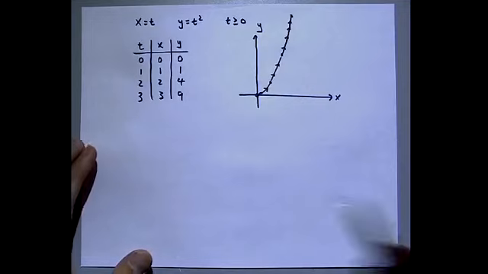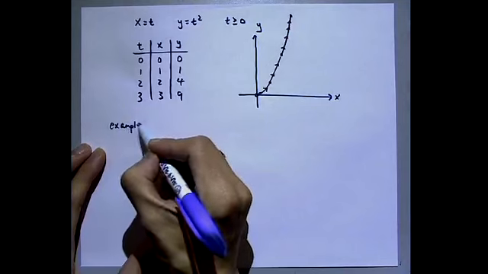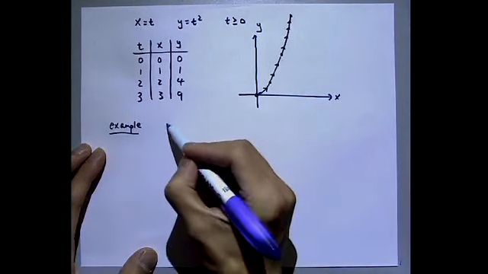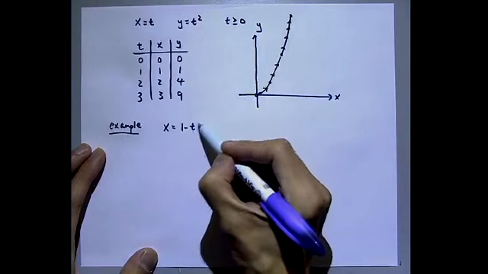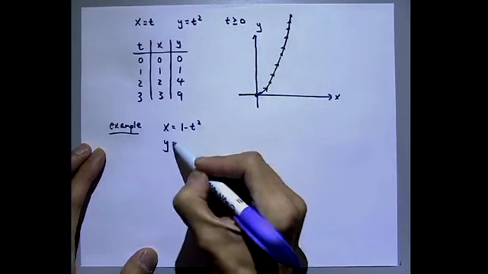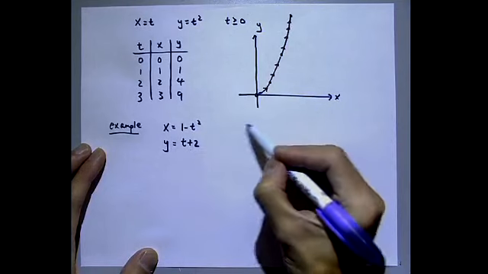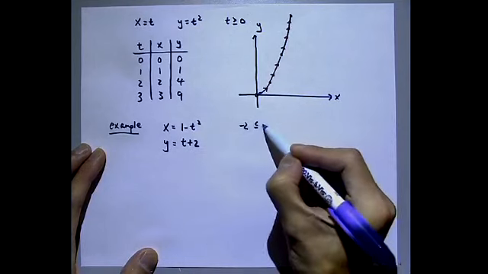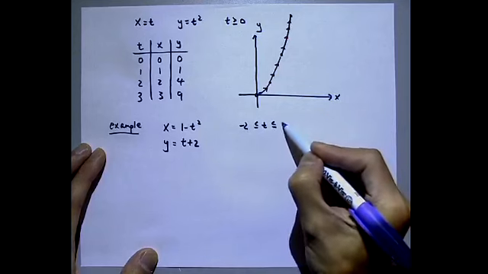All right, let's do another example. Let's try x is equal to 1 minus t squared, y is t plus 2, and we will restrict t to be between minus 2 and 2.